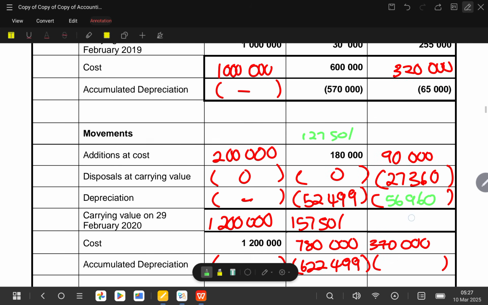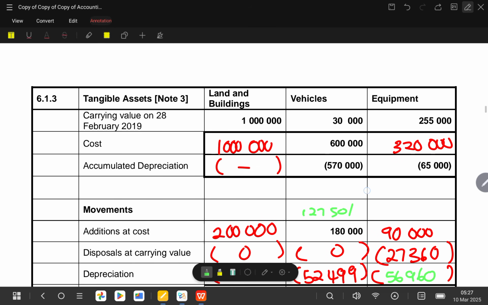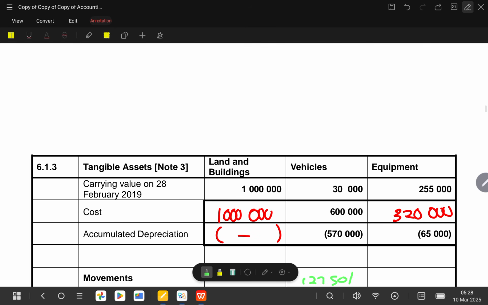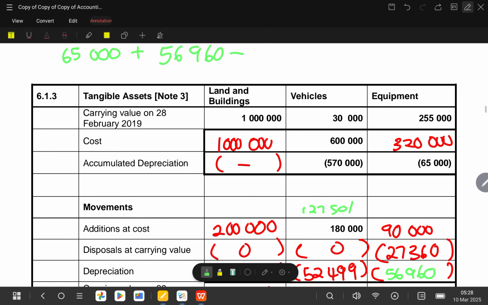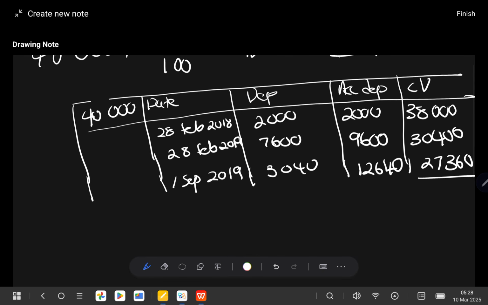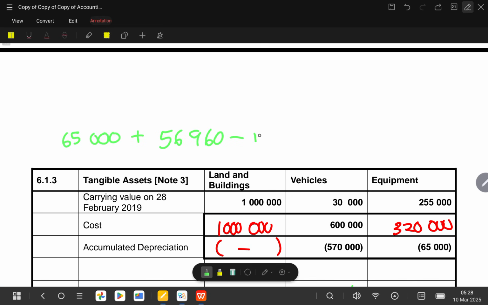56,960. So for us to get our accumulated depreciation at the end, remember when we started, our accumulated depreciation was 65,000. So we'd say 65,000 plus depreciation for the year of 56,960. Then we are going to minus the total accumulated depreciation of the asset that we are selling, which is 12,640, because this asset is no longer with us.